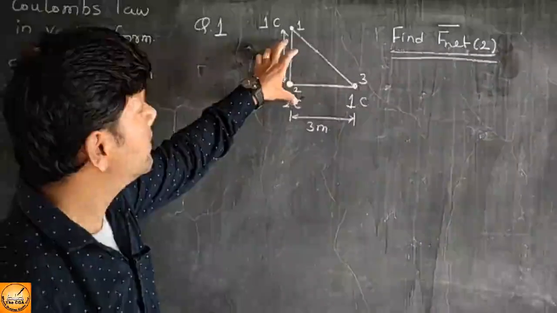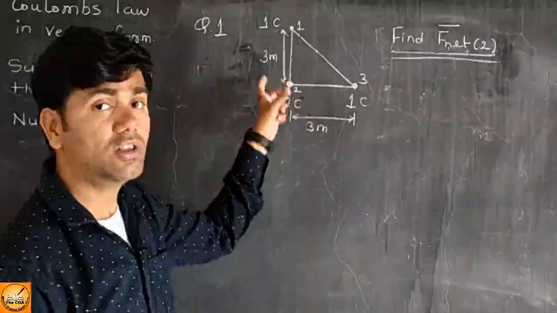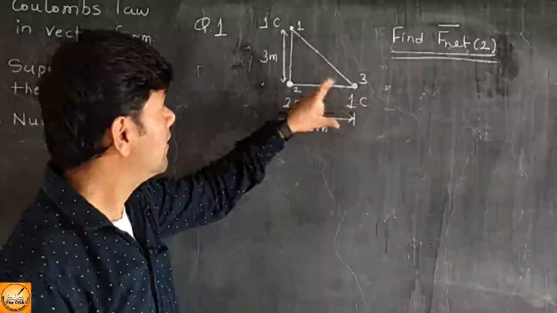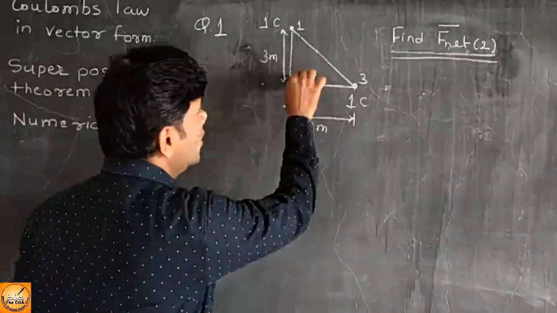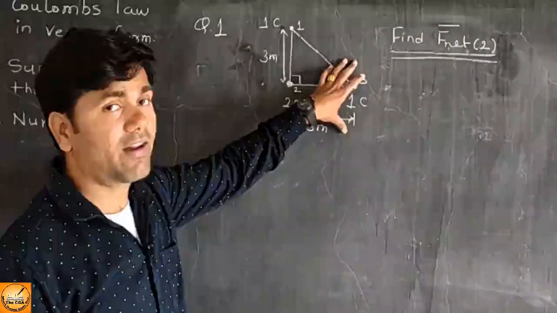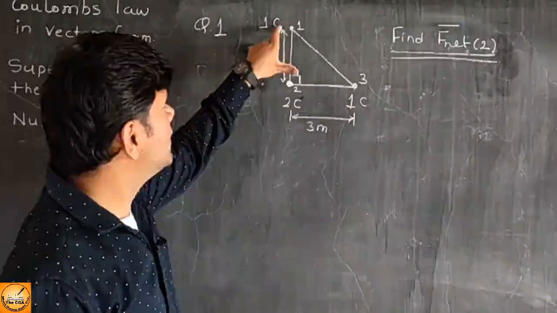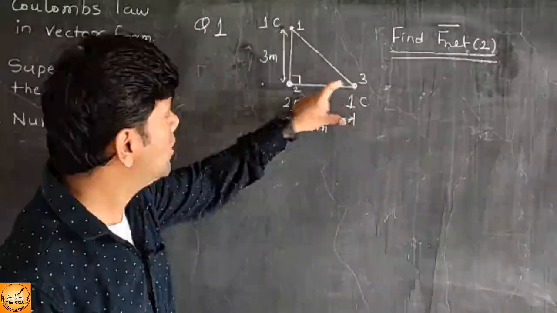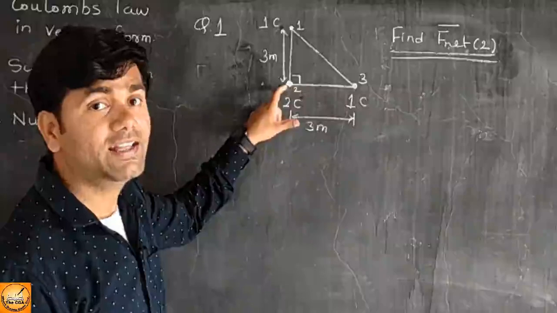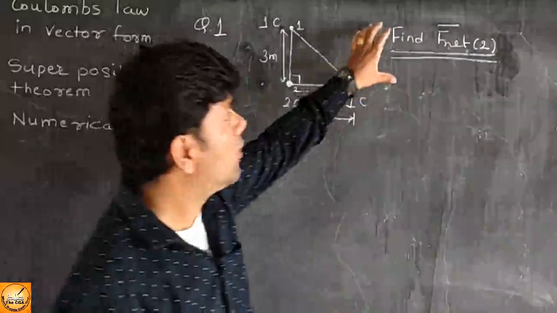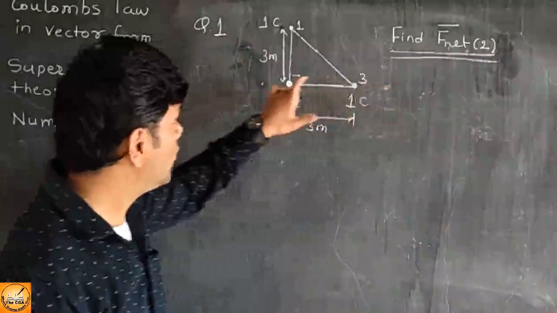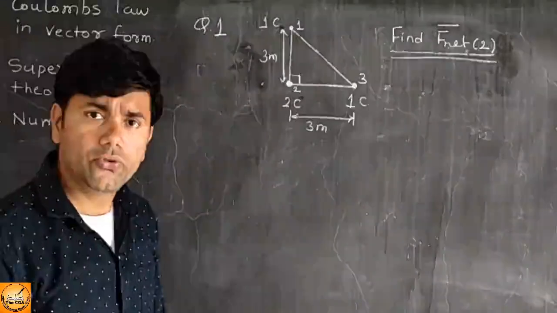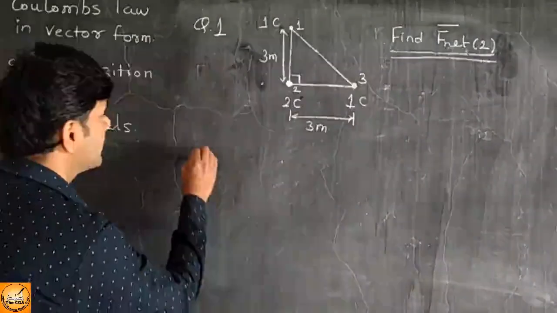Let's start with the first numerical. In this numerical, it is given that one triangle is there. On the vertices of this right angle triangle, there are 3 charges situated, 1 coulomb and 2 coulomb, right? And they are asking us to find the net force which is acting on this 2 coulomb charge. So let us try it.